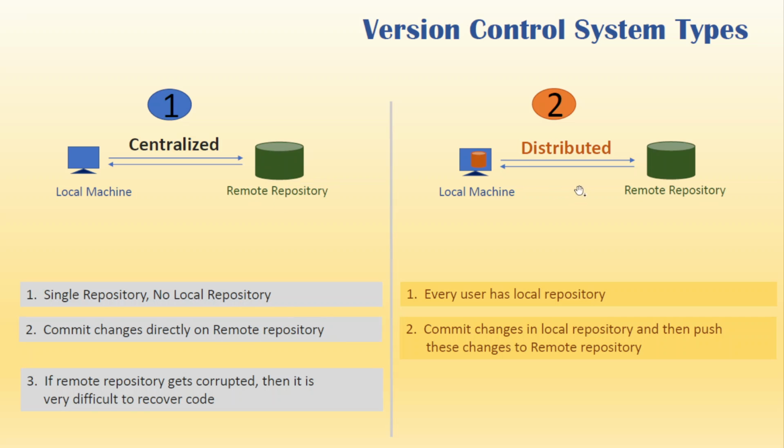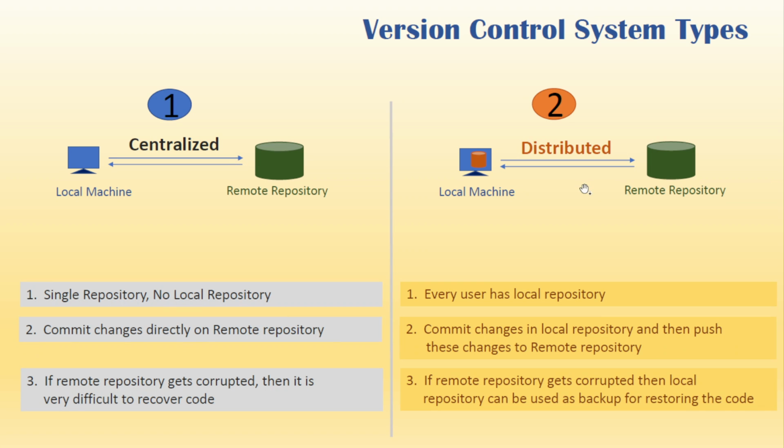Whereas in case of distributed, since you have taken the copy on all the users' machines, even if anything goes wrong, it can be recovered from the respective machines. So it's very easy to restore. So these are the key points that you can make a note of. The examples of centralized version control systems are CVS and SVN, that is Subversion. Whereas for distributed, it is Git and Mercurial. So Git falls under this distributed version control system type.